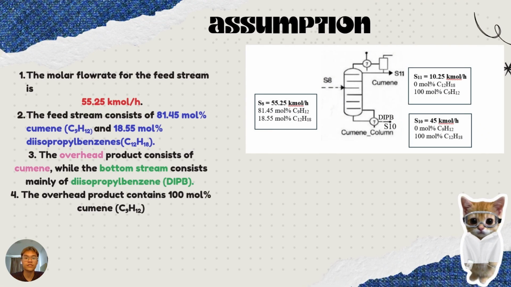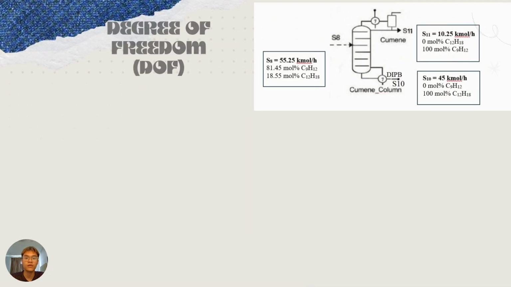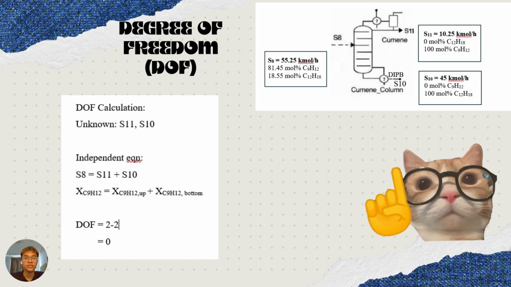So before starting the calculation, we need to make some assumptions. So we assume that the feed flow rate is 55.25 kmol per hour, containing 81.45% cumin and 15.55% DIPB. Next is the DOF. So the final answer of DOF is 0, which means this system is solvable.